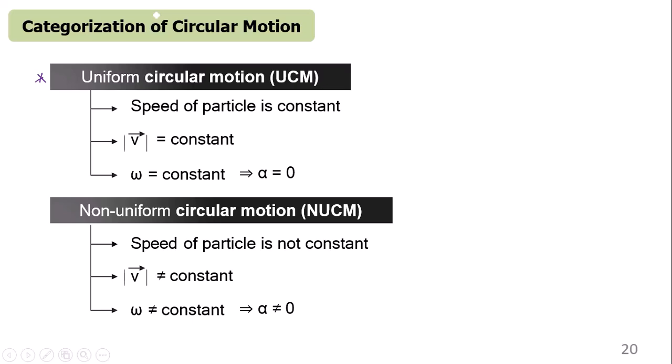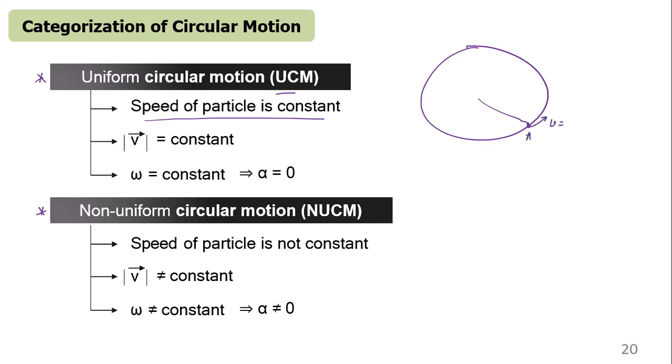So now the chapter has been divided into two parts. One is called uniform circular motion, another non-uniform circular motion. Uniform circular motion means the speed of the particle is constant. So let us say the particle is rotating about a circle, and at this point it starts the rotation, moving with a speed of 2 meter per second. After some time, when the particle comes to point B, it is again moving with 2 meter per second. That means the speed is constant, it is not changing.